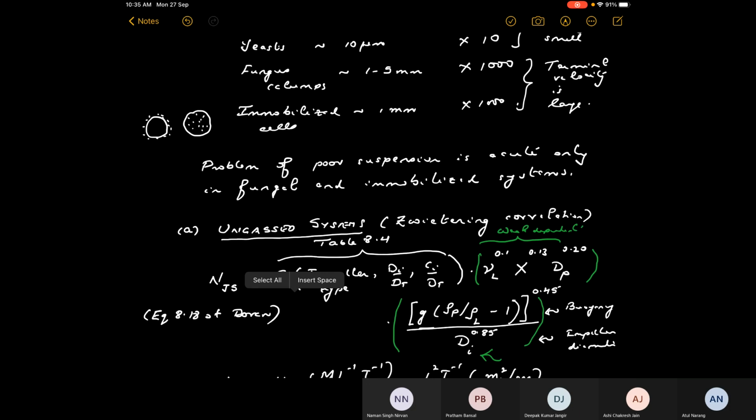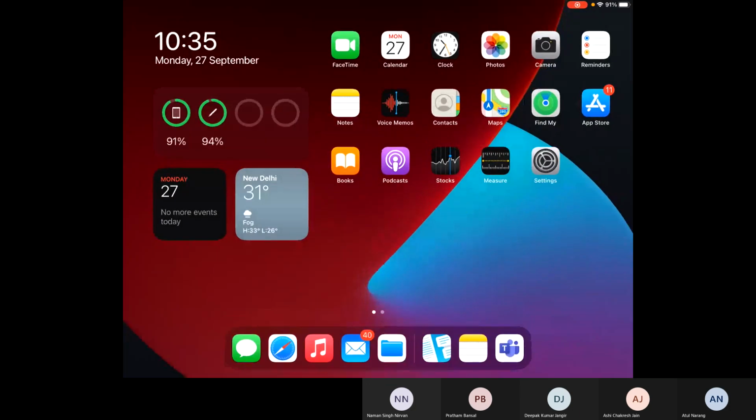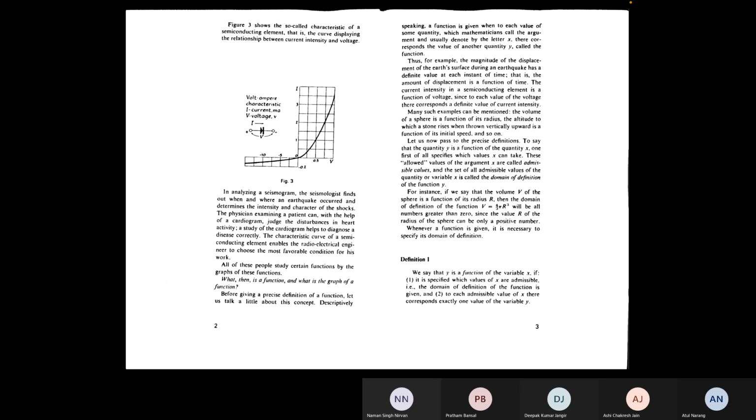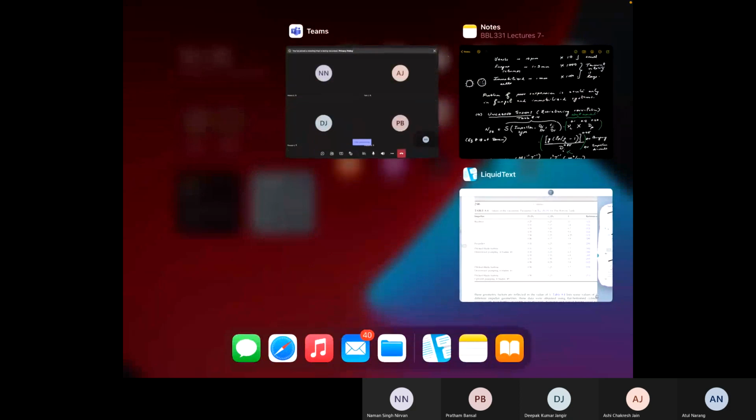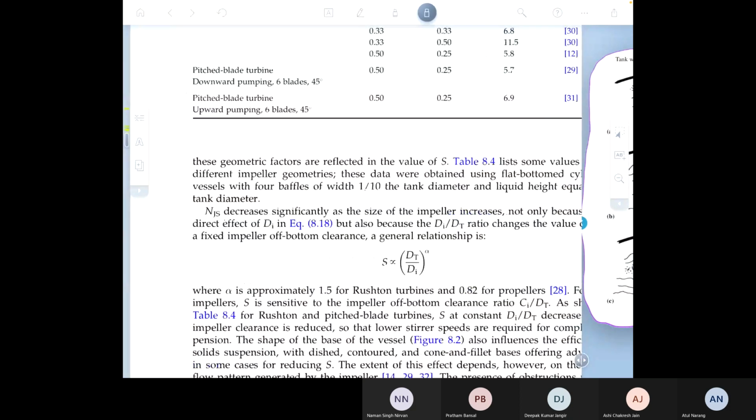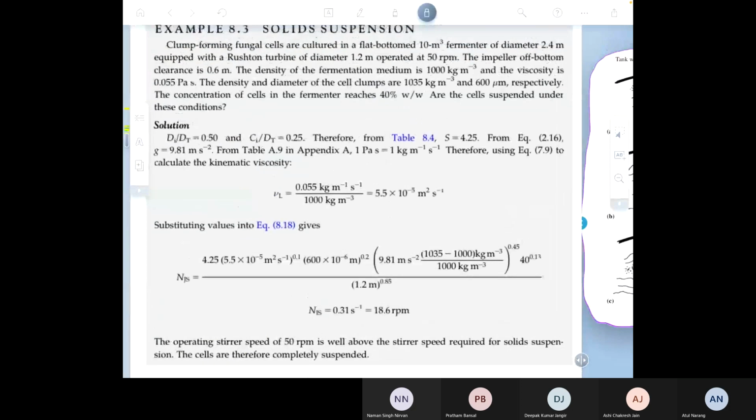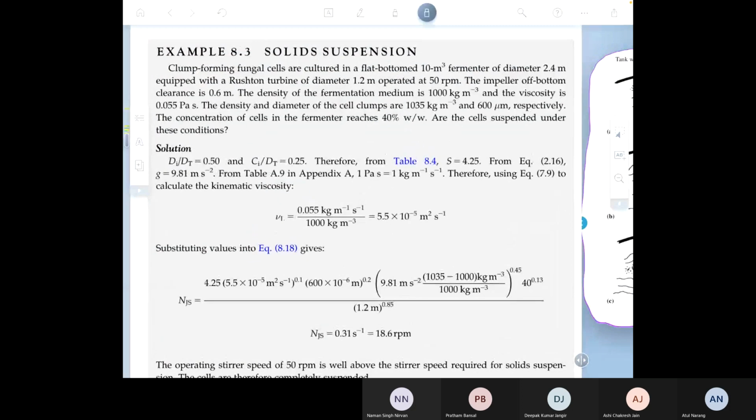This is not surprising. It's basically saying the further the impeller is from the bottom, the more likely you have to find suspended particles at the bottom of the reactor, right? So this part is also clear. So now, this is a really straightforward problem. We can do the numerical problem, and so this is a straightforward application of this problem.